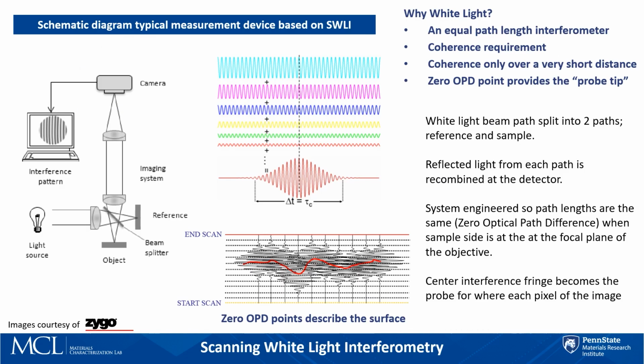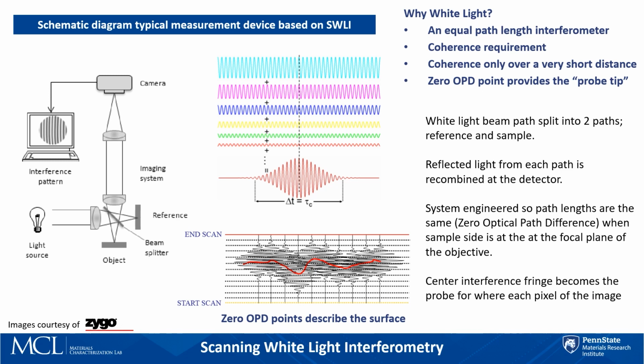White light interferometry is a technique that uses a special objective on the instrument. The objective has a beam splitter internally, and the white light source is split into two paths. Half the light reflects off of an internal reference, half the light reflects off of our sample. These reflected light paths are recombined at our detector and summed. The system is engineered so that the path lengths are the same, or zero optical path difference, when the sample side is at the focal plane of the objective.